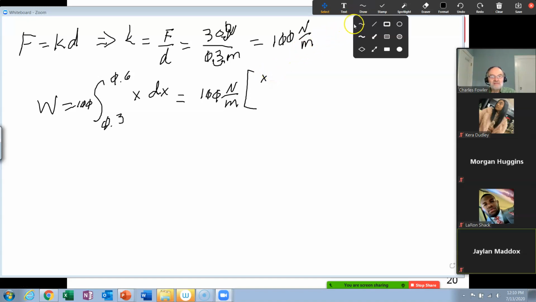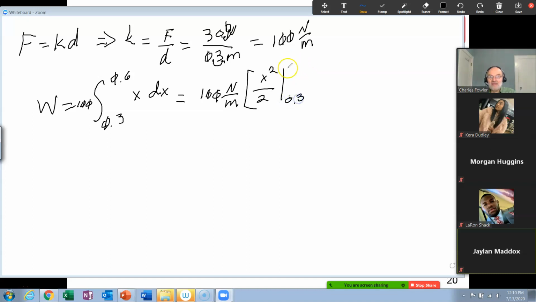Such a pain in the neck. X squared over 2: you increase the exponent by 1, the simple power rule, and then divide by the exponent. And we evaluate that between 0.3 and 0.6. Remember, that's evaluated in terms of meters, because that is how much you compress it initially to 0.3, and then you compress it an additional 0.3, which got you to 0.6.